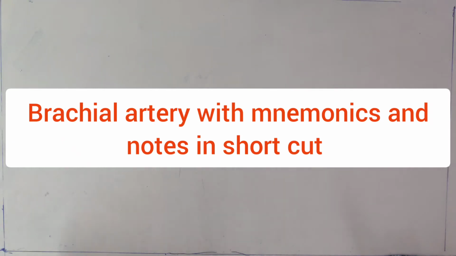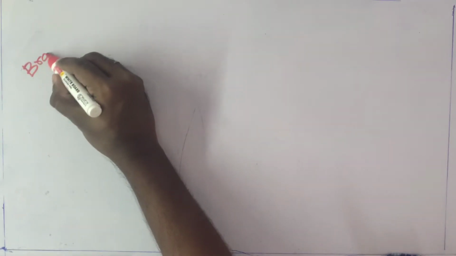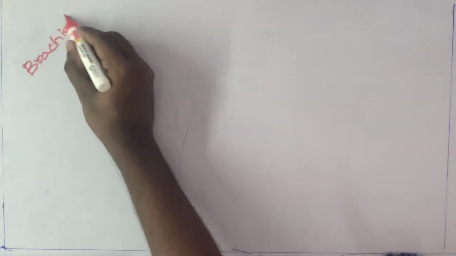Good evening everyone. Today our class is about the brachial artery. It is an important concept for the 15 marks question as well as the 5 marks.